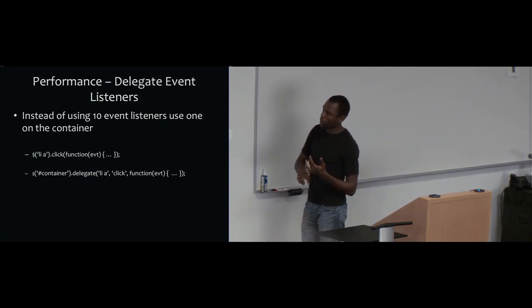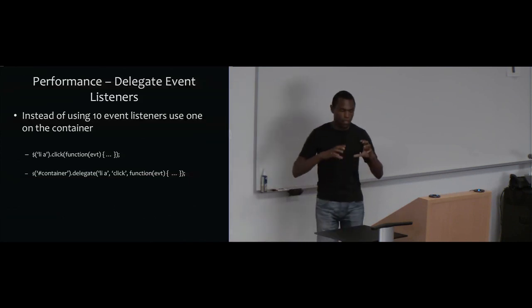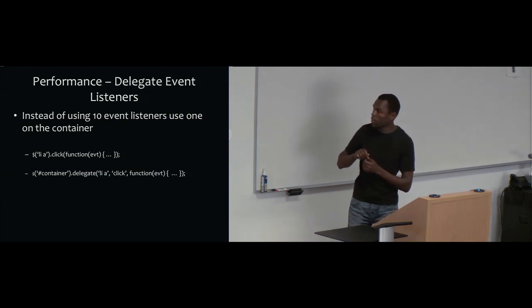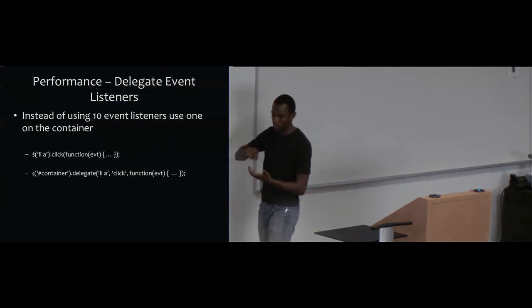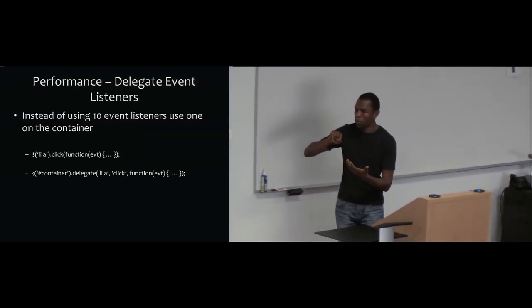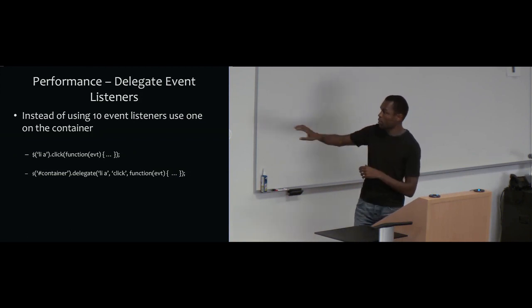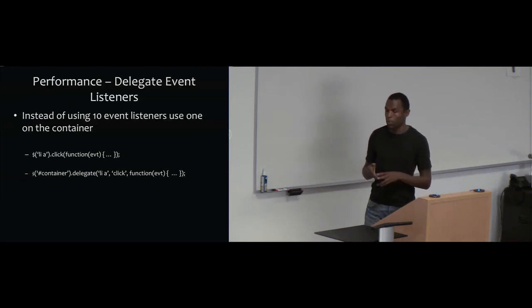So instead of going that route, if you use the delegate, here what it does is that it attaches one listener to the container, and then it'll listen for the li anchor, and when you click on one, that event bubbles up and it's captured and handled by the function. And that way you only have one listener as opposed to n.